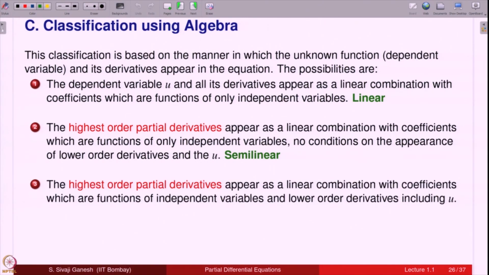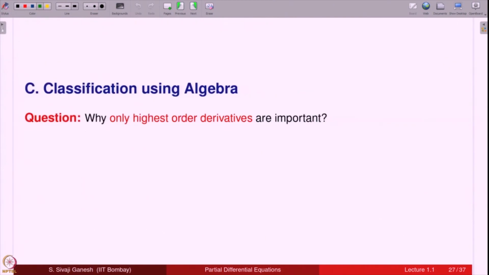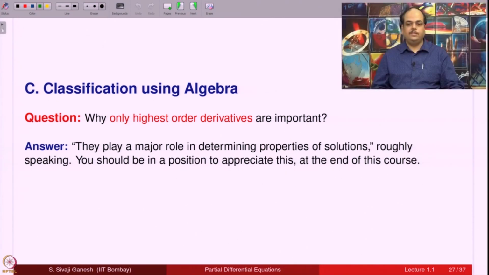Now, highest order partial derivatives appear as a linear combination, but now the coefficients depend on independent variables and also on the lower order derivatives including u. So, that will be called quasi-linear equations. The highest order partial derivatives do not appear as a linear combination at all. So, such equations will be called nonlinear equations. Now, you may ask this question, why only highest order derivatives are important for the last three classifications? They play a major role in determining properties of functions, is a vague answer. You should be in a position to appreciate this at the end of this course.